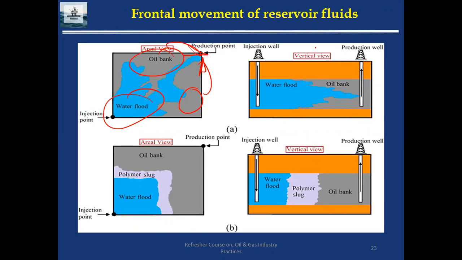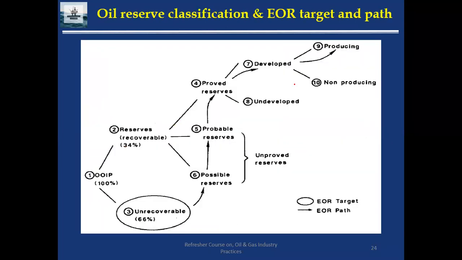So in order to eradicate those problems as well, we need to have certain formulations. Those are chemical formulations. Those chemical formulations will ensure that the fluids are uniformly moving towards the producer well, right?